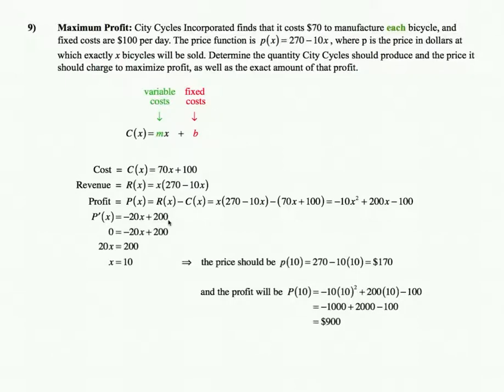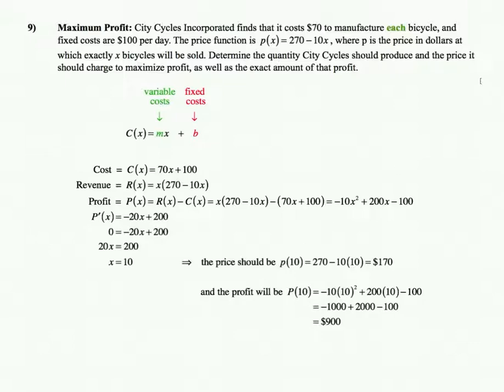Then you set that derivative equal to 0 and solve. To solve, you add 20x to both sides, so you have 20x equals 200. You divide both sides by 20, and so that gives you x equals 10. That is the quantity that they should produce.